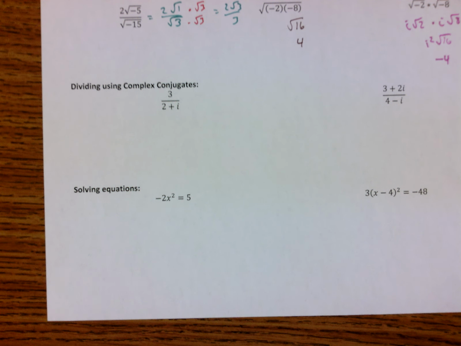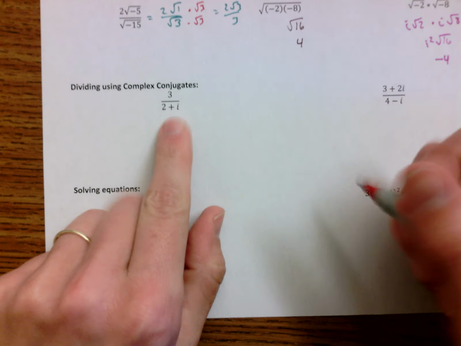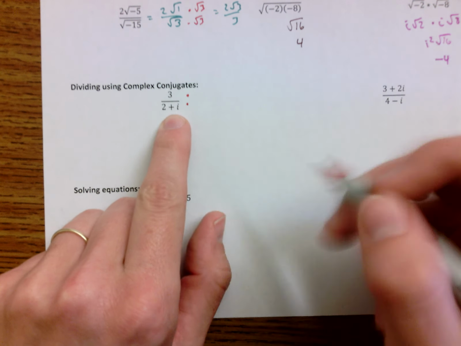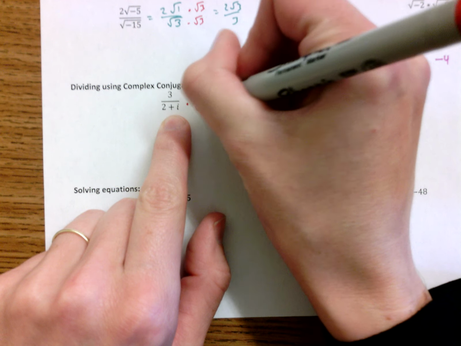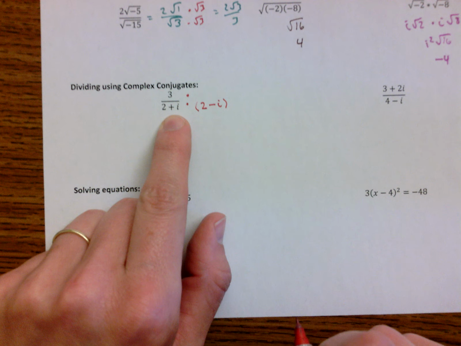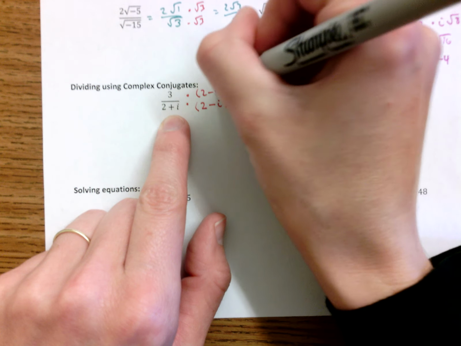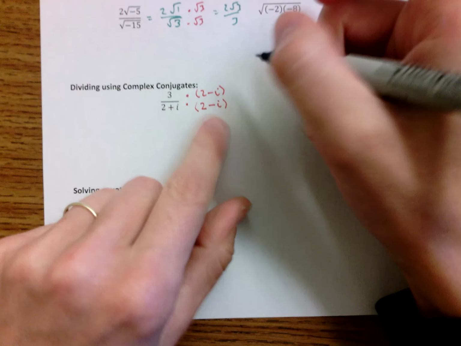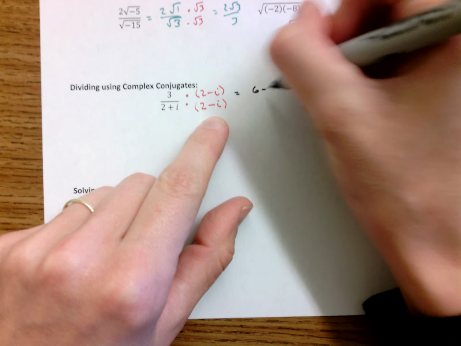So I'm going to do this one. I'm going to multiply top and bottom by the complex conjugate of the denominator. In this case, it would be 2 minus i. Same real part, same imaginary part, different sign. Same thing here, I'm going to multiply by 2 minus i. I do still have to do my distributive properties. So on the top, I'm going to end up with 6 minus 3i.